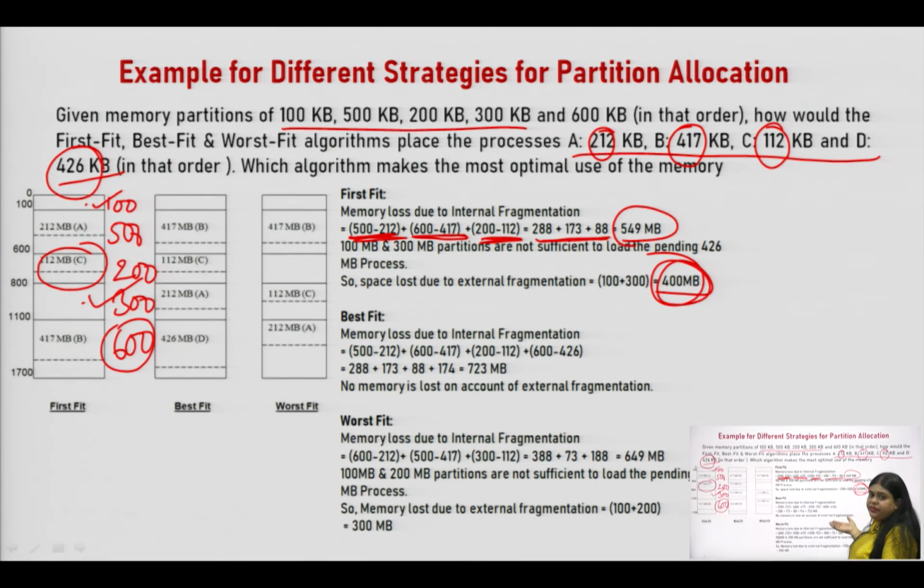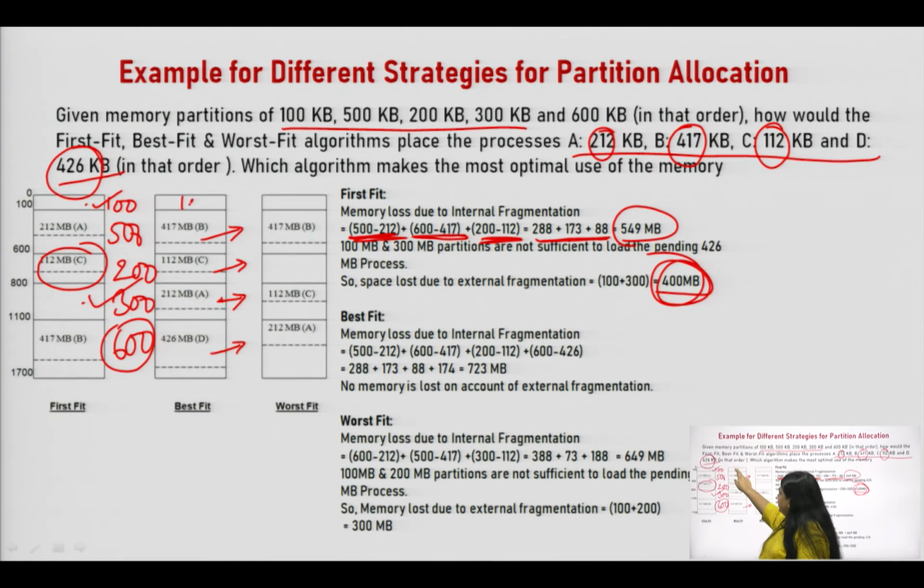Similarly, if we go for best fit, now we are searching for the blocks where the process can get fitted at its best. A was 212 KB in size, so it has taken the 300 KB block. B was 417, so it has gone into the 500 KB block. C was 112, so it has gone into the 200 KB block, and D was 426, so it has gone into the 600 KB block.